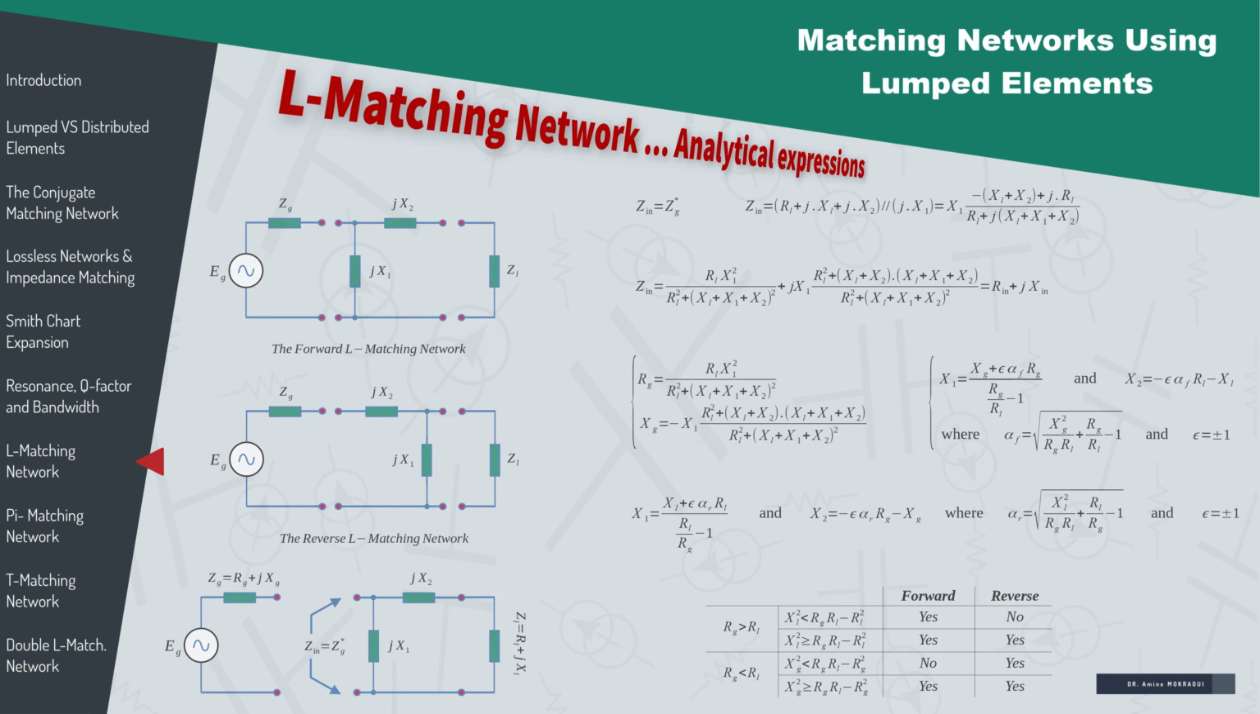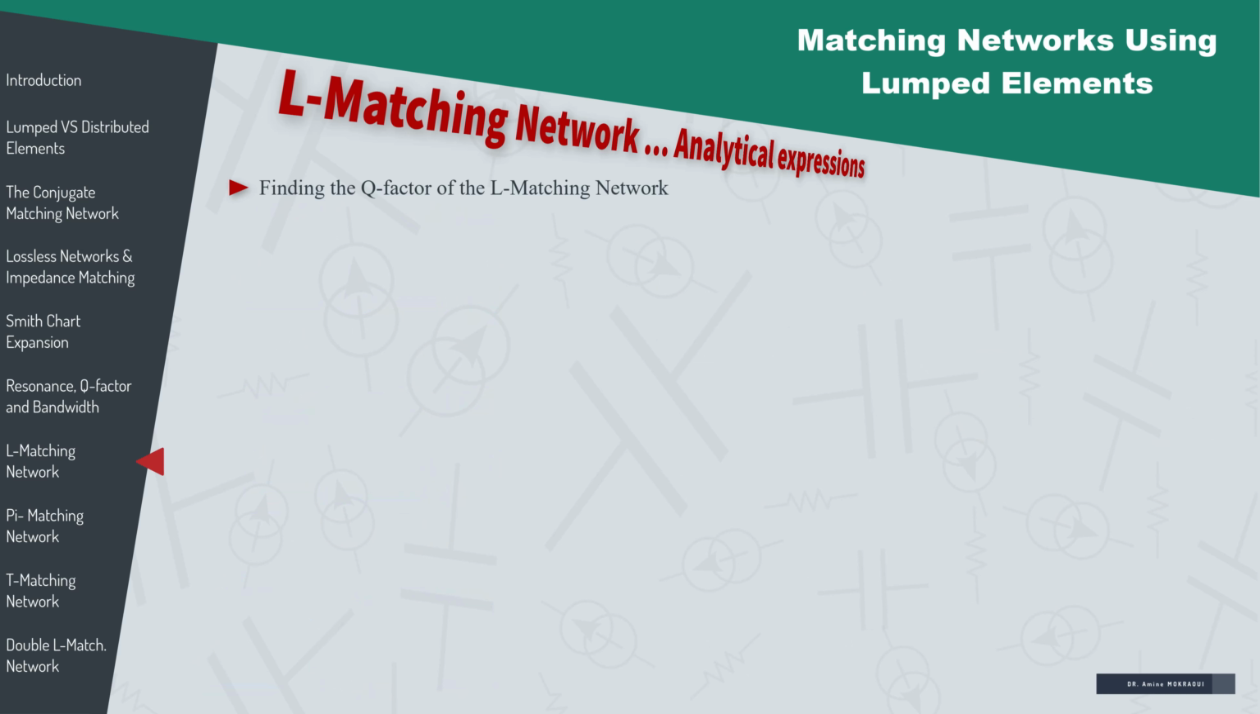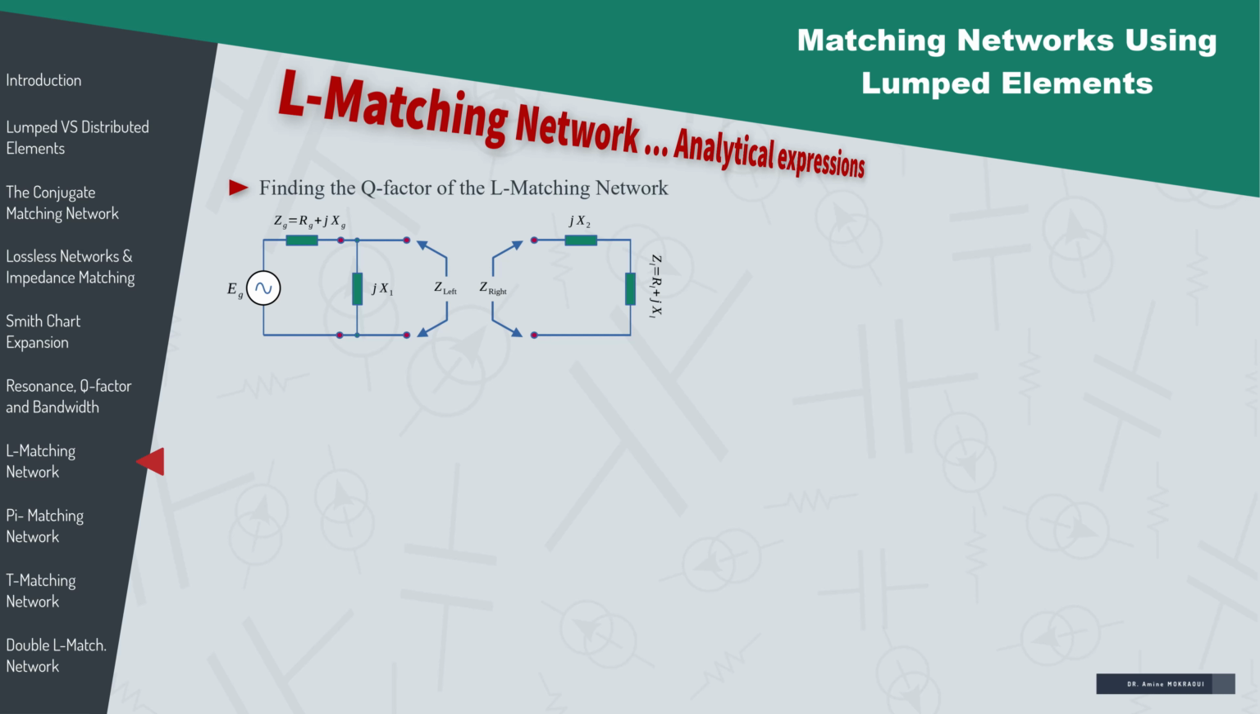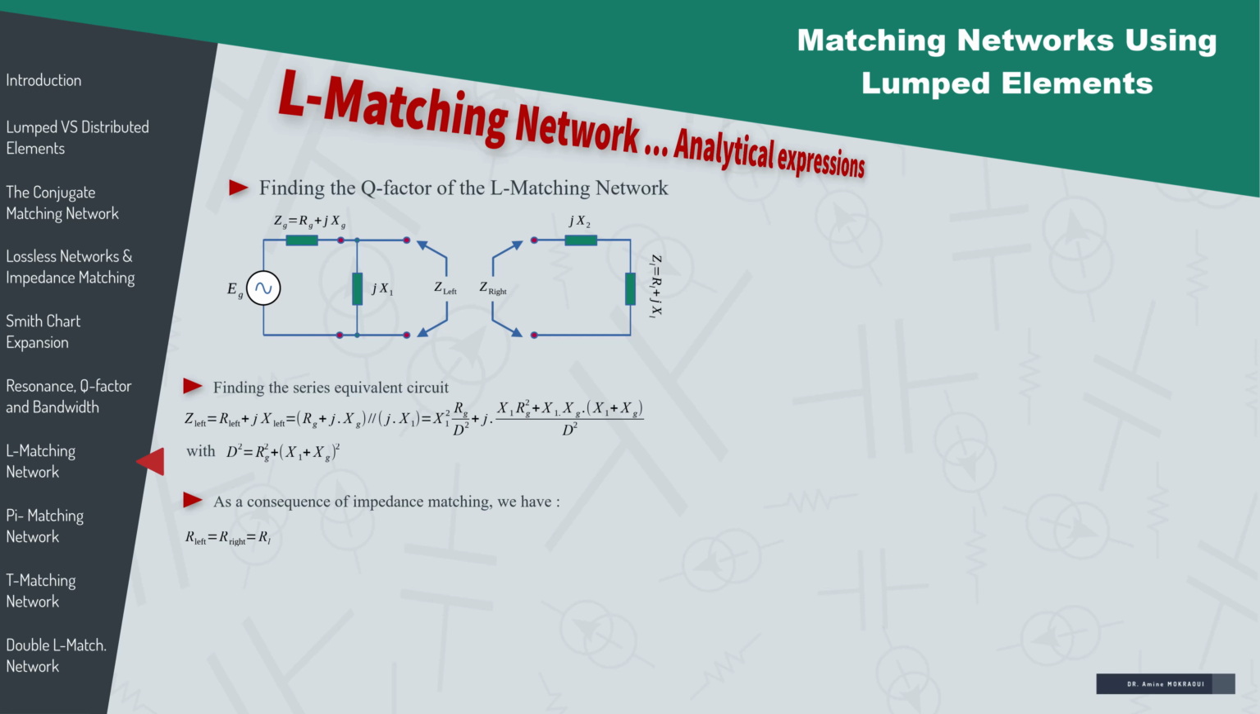For this purpose, we first search for the series network, which is equivalent to the parallel left part of the circuit. We write Z left equals Zg in parallel with jx1. Developing, we get the following expression of Z left. But as the left subcircuit and the right subcircuit are meant to be matched, then R left is equal to R right, which is equal to RL. Then we will find that x1 squared over d squared is equal to RL over RG.